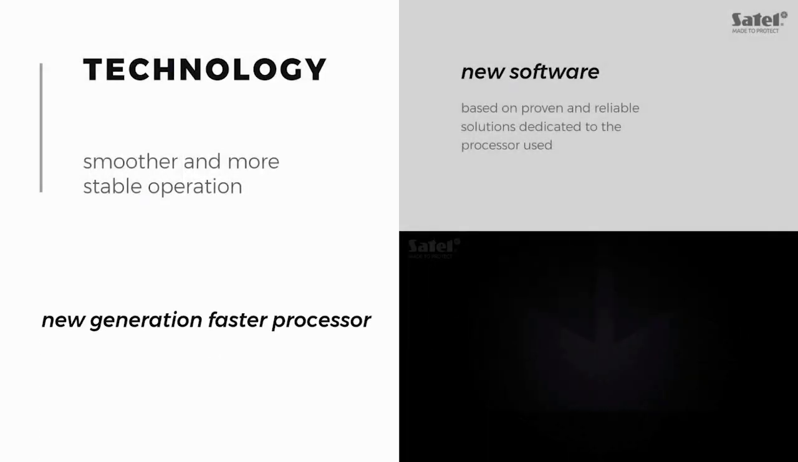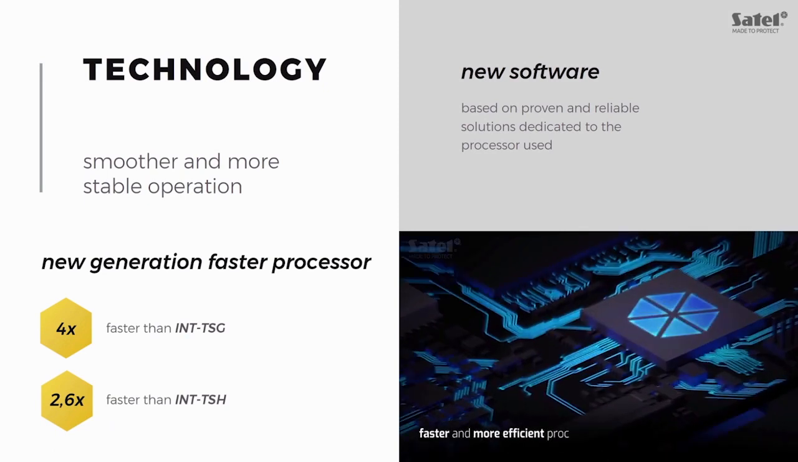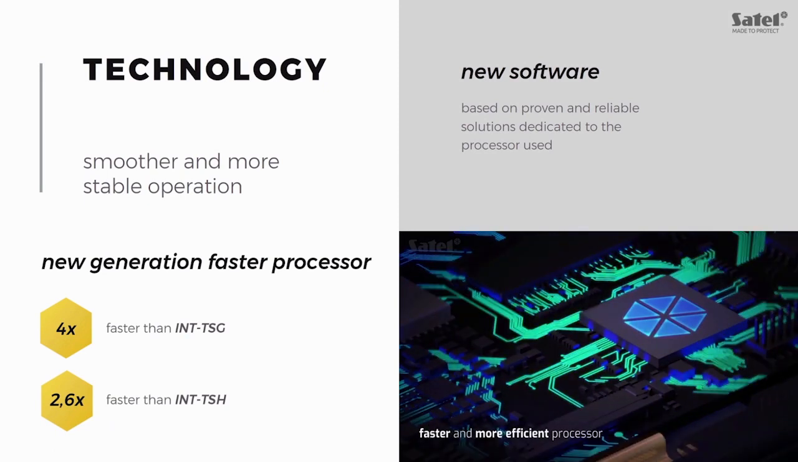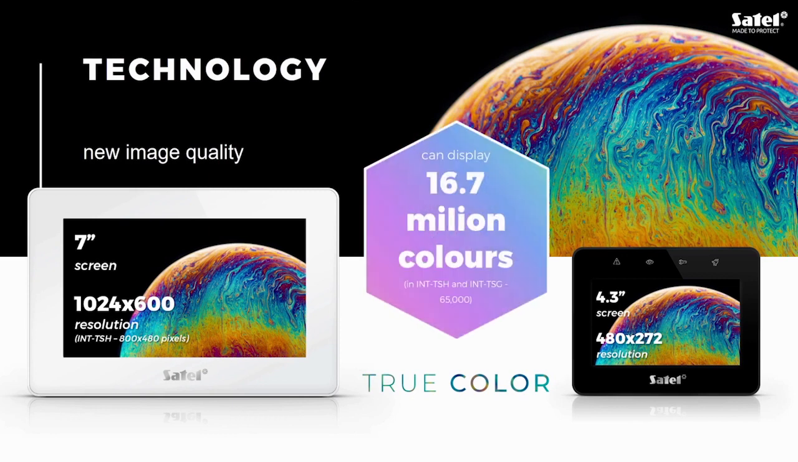Compared to the previous models, the new devices feature a more powerful processor. In the case of TSG2, it means it's 4 times faster than its predecessor, and when it comes to the TSH2, the difference is almost 3 times faster. The new screen displays more than 16 million colors, which is more than our eyes can distinguish. Previous models could only display 65,000 colors.